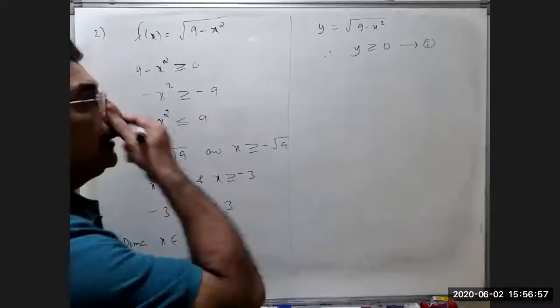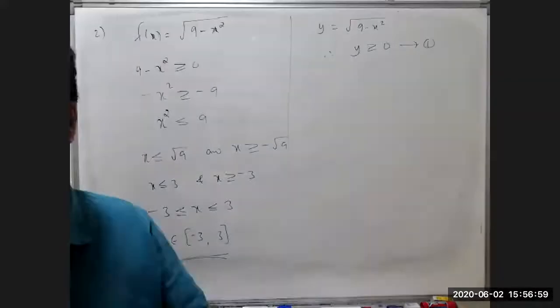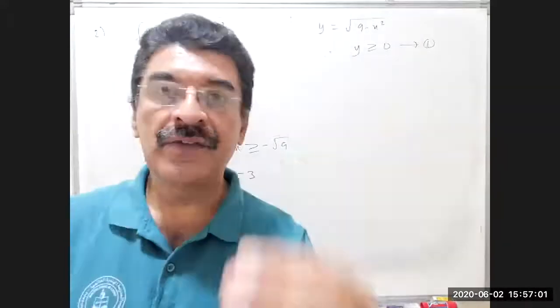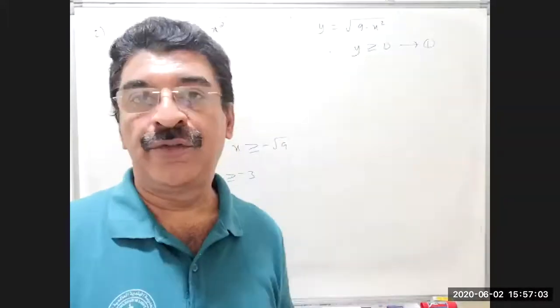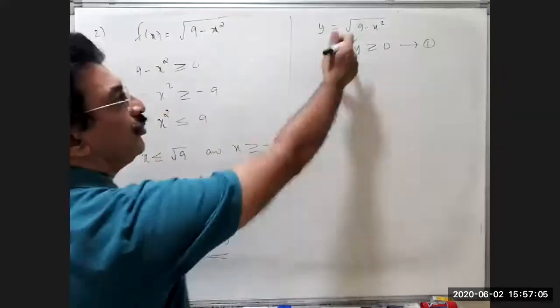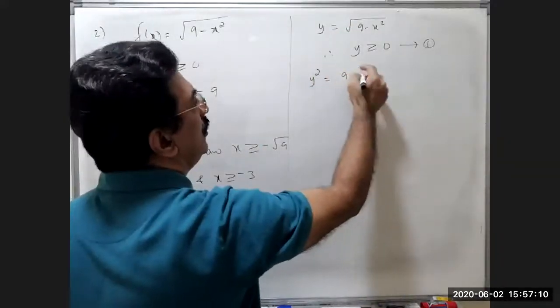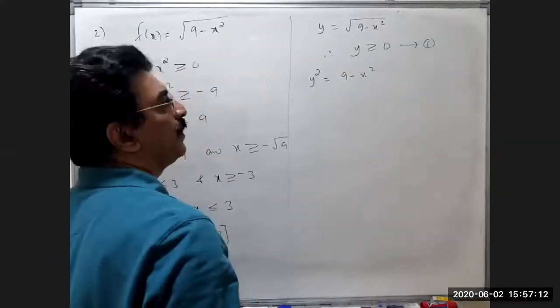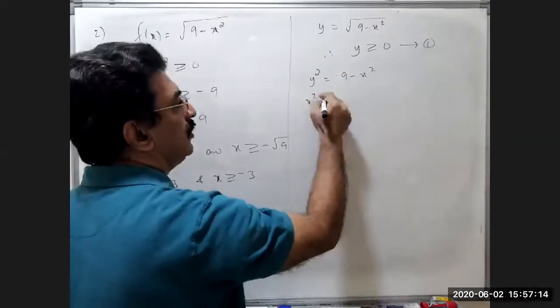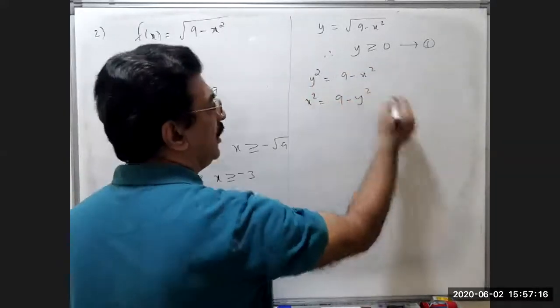Now, again, to define the range, another technique is to write x in terms of y and see the condition. So, if you are squaring, y squared is 9 minus x squared. x squared is 9 minus y squared.